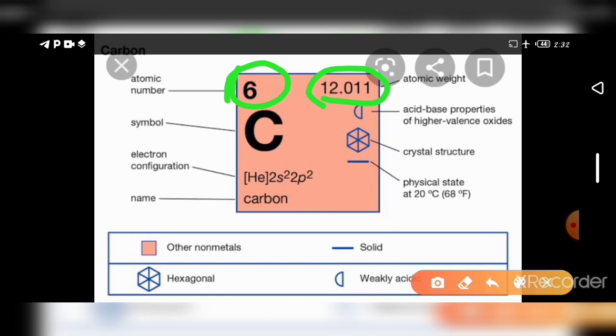It has acidic properties and a crystalline structure. You know very well diamond has a crystalline structure. Next, the symbol of carbon is C. It is always solid. It is a non-metal, hexagonal, weakly acidic in nature.